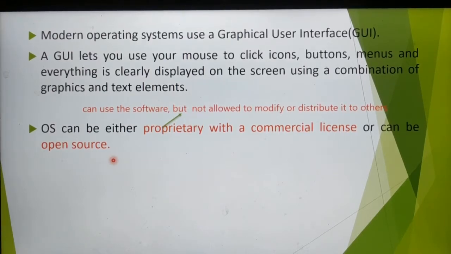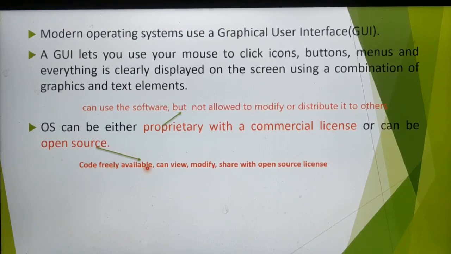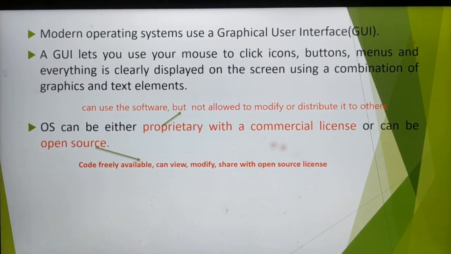So an OS can be either proprietary with a commercial license or open source. What is the meaning of open source? The code is freely available. So we can view the code, modify the code and share the code with others with the help of an open source license, which is a free license.